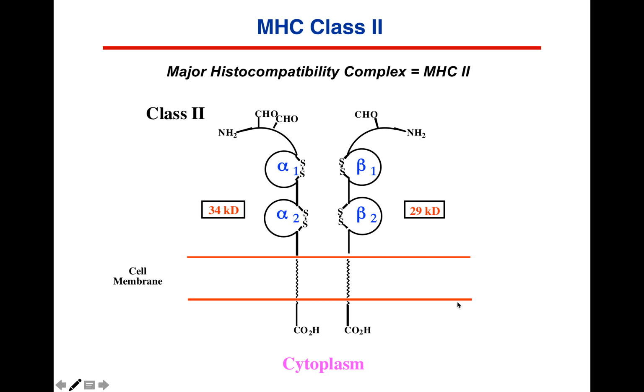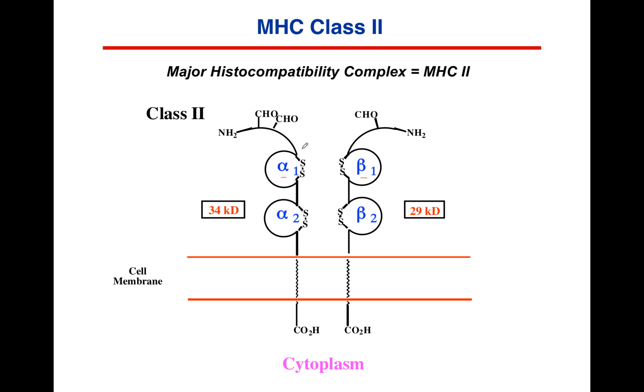Now let's take a little closer look at the MHC2 complex and how it's constructed. The major histocompatibility complex is composed of two polypeptides. We can see here there's a polypeptide, the alpha chain, and then the beta chain. They are similar in size, roughly about 30 kilodaltons, but they're not the same. There are two different gene products.